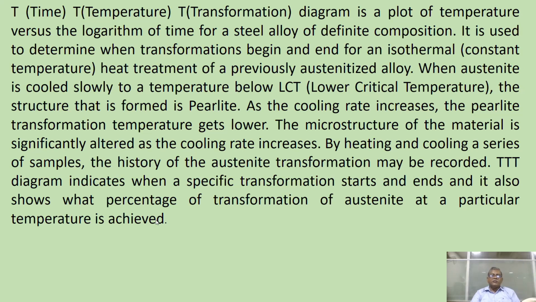When austenite is cooled slowly to a temperature below the lower critical temperature, the structure formed is pearlite. As the cooling rate increases, pearlite transformation temperature gets lower. The microstructure of the material is significantly altered as the cooling rate increases. By heating and cooling a series of samples, the history of austenite transformation may be recorded.